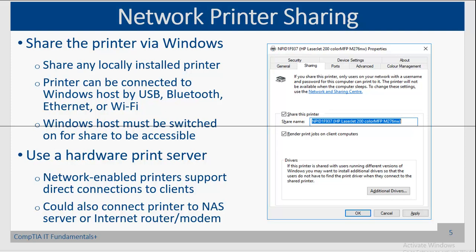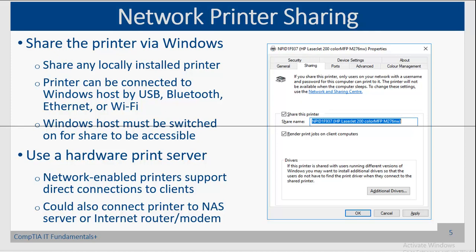In a previous unit we went over the steps on how to share a network printer, so we've done this before. We share the printer via Windows. You can share a locally installed printer, so you have a computer with a USB printer installed and you can share that printer. The printer can be connected to Windows by USB, Bluetooth, Ethernet, or Wi-Fi. It doesn't matter, it can be shared. The Windows host must be switched on for the share to be accessible, of course.